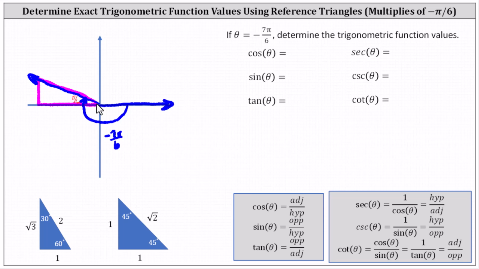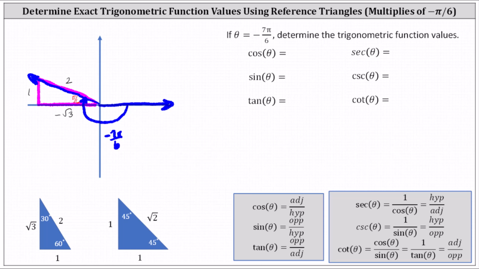And notice this is a pi divided by 6, pi divided by 3, pi divided by 2 reference triangle, or a 30, 60, 90 reference triangle. And because we are in the second quadrant, where x is negative and y is positive, we can label the longer horizontal leg negative square root 3, the shorter vertical leg positive 1, and the hypotenuse 2. And now I can use this reference triangle to determine the 6 trigonometric function values.